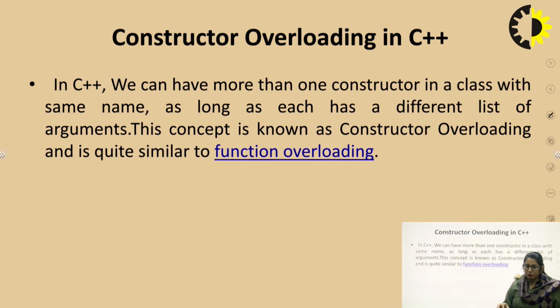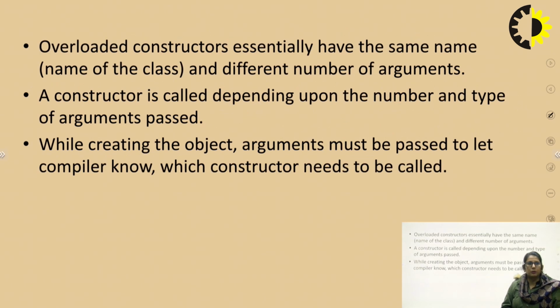Like the different functions you are having, they are different either on the basis of the type of the argument or on the number of the arguments. So similar to that, there is a concept of constructor overloading also. The overloaded constructors essentially have the same name as the name of the class. That's a condition, same as the previous constructor, and a different number of arguments. Then only we can say the constructor is overloaded, right?